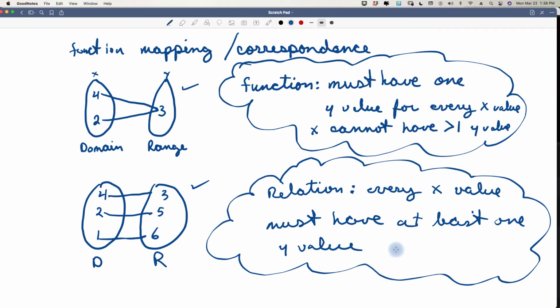A function must have one y value for every x value, and an x cannot have more than one y value. It can't have 2, can't have 3, it can only have 1 for each value of x. A relation, on the other hand, x can have more than one y value. So x could have 3 y values as long as each x has a y value. That's all that a relation cares about. So those are your two different definitions, function or relation. All right, so let's look at some exercises and see the difference.